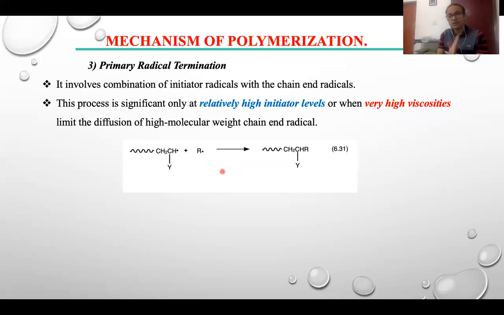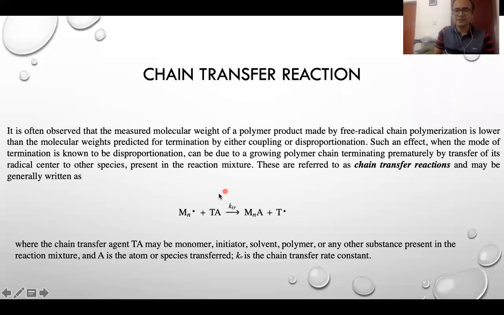Now, I told you in the last video that apart from initiation, propagation and termination, you have a fourth process that is possible in the case of free radical polymerization, and that is what we are going to discuss majorly in this particular video. As I was telling you, the fourth process that is possible is called the chain transfer reaction.